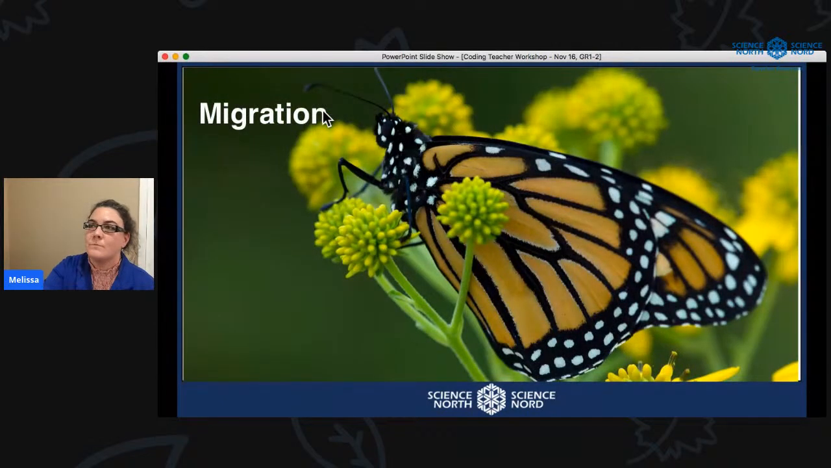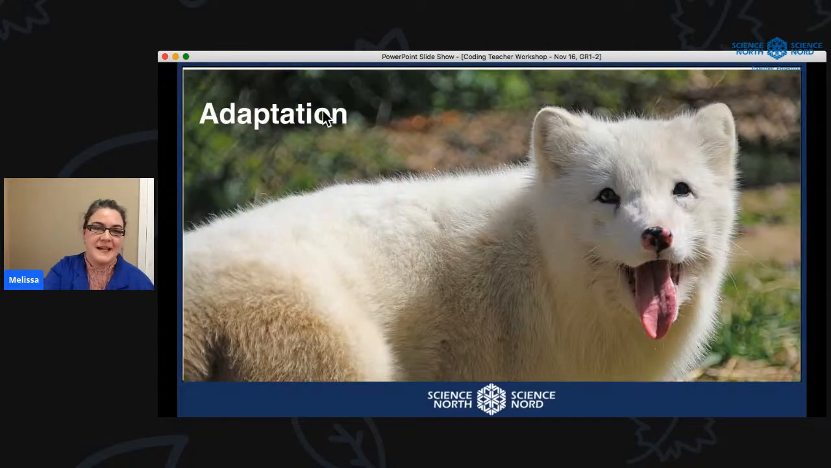So this is another interesting creature. It's a monarch butterfly. It's an insect that migrates. So most insects, I wouldn't say migrate, so that's why that one's kind of special.